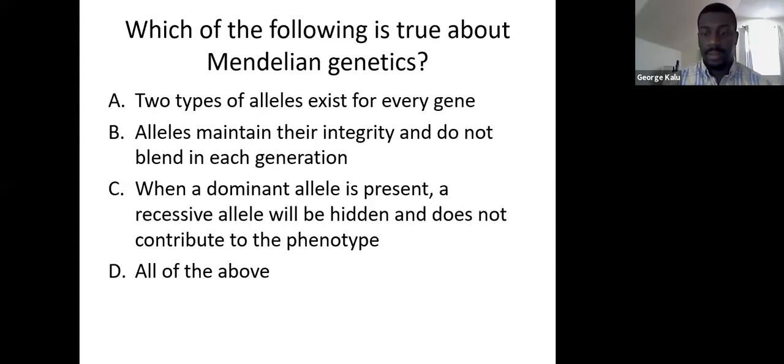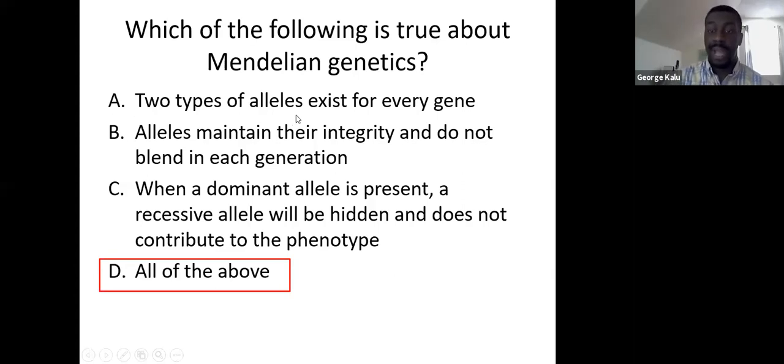Yes, I'm seeing some D's, and D is exactly right. All of these are true. We're going to have at least 2 types of alleles for every single gene. Our alleles are going to maintain their integrity, so our genes are not going to be blending when we're looking at simple dominance and simple recessiveness. And then C goes back to the law of dominance, where the recessive allele will not contribute to the phenotype if the dominant allele is present.